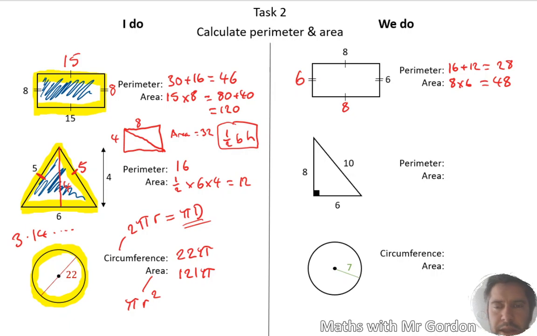Now we have a right-angled triangle. We know it's right-angled because we've got a 90-degree angle here. So we know the height, which is perpendicular to the base of this triangle. So we don't need the hypotenuse length. We just need 8 times 6 and half of that. So I'm just going to half one of these numbers. I'm going to half the 8, which makes 4, and do 6 times 4: 6, 12, 18, 24.